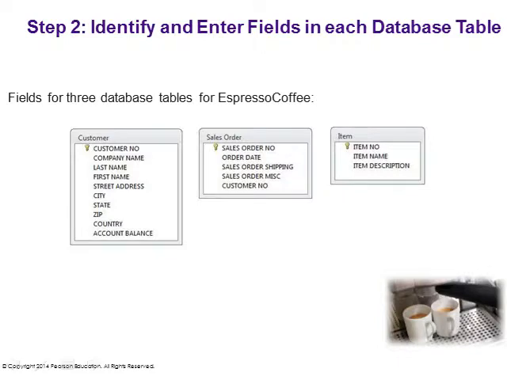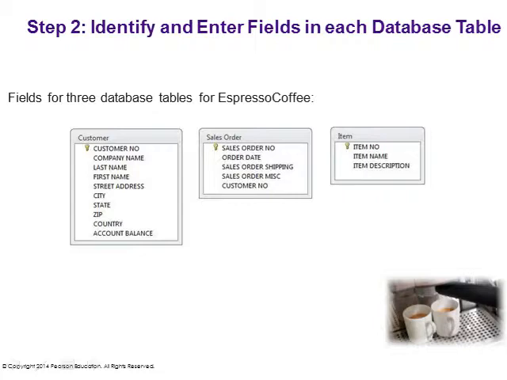So step 2 is to identify the fields needed for each database table and then enter these fields into the database table. For example, here you can see the fields used in the customer database table. So for the customer, you can see we've chosen the field customer number, which becomes the primary key, and so we see the small key beside it, and this is in Microsoft Access. We see the customer name, their last name, first name, street address, city, and so on.